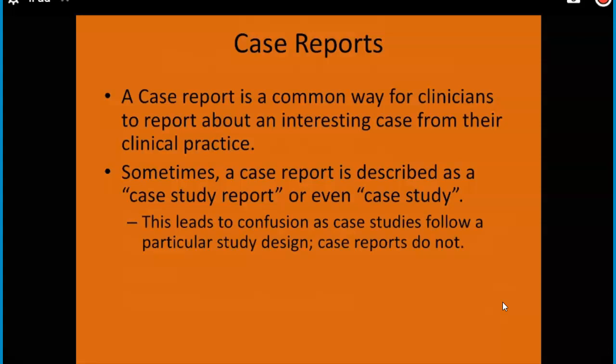Case studies follow a particular study design, and case reports really don't. Case reports don't have a particular study design. They just describe, observe a particular case and report on it.